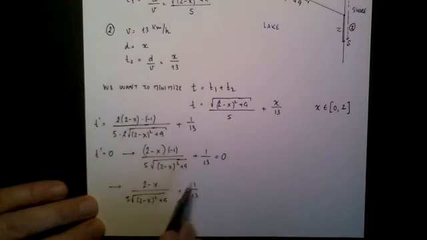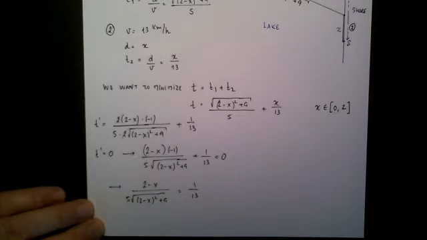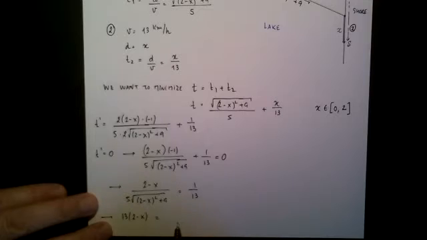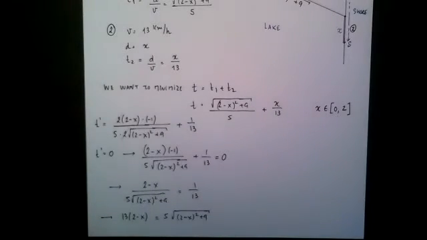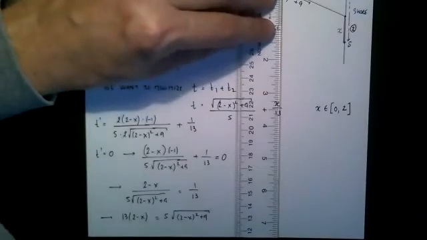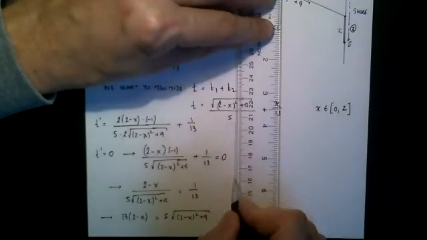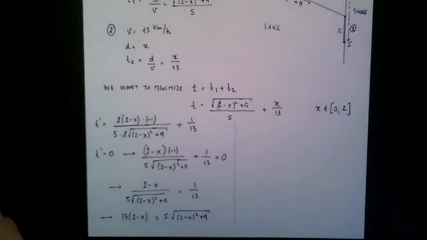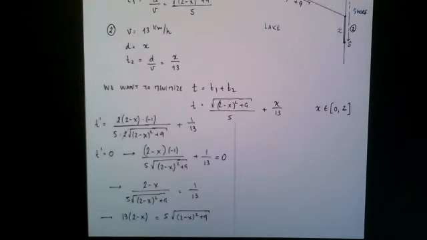Okay, so basically I send this to the other side, so everything is positive. And now I can cross multiply. So 13 times (2 minus x) is equal to 5 times the square root of (2 minus x) squared plus 9. Any questions?